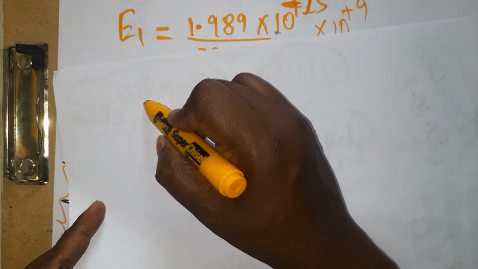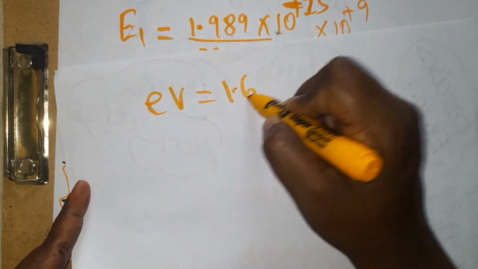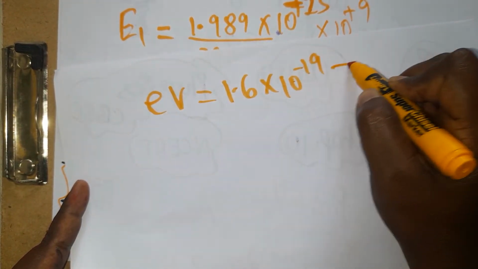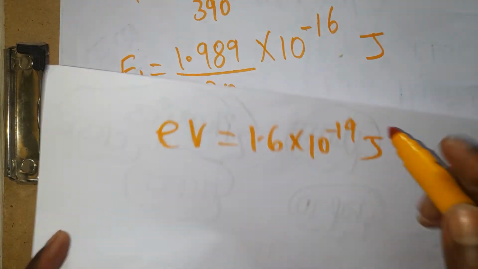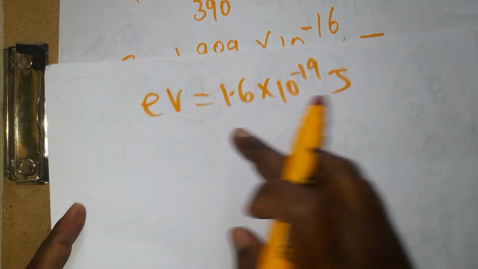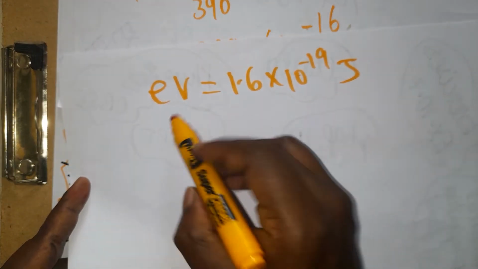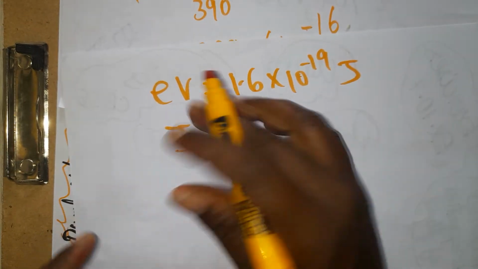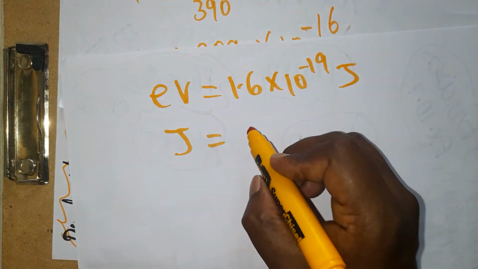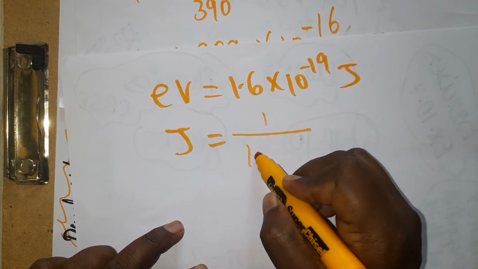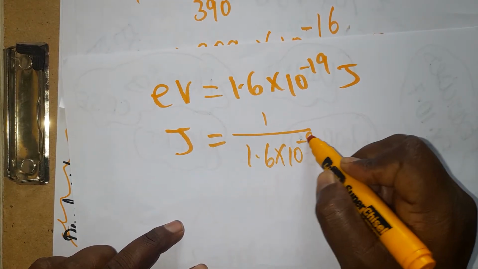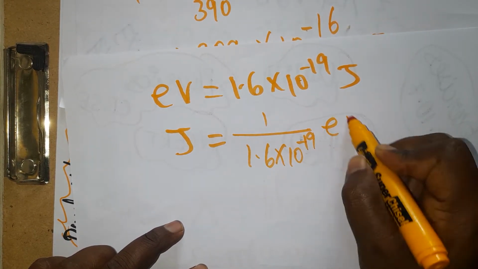Okay, so one eV, electron volt, is 1.6 into 10 power minus 19 joules. Now you have to convert joules to eV. For eV to joules, you multiply by this number. Joules to eV, you should divide by 1.6 into 10 power minus 19, and it is going to be converted to eV.